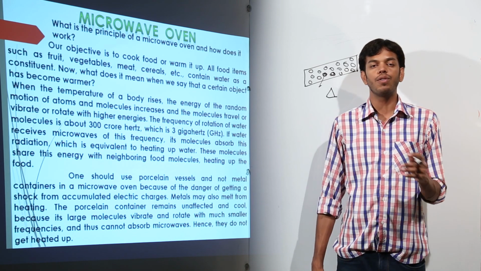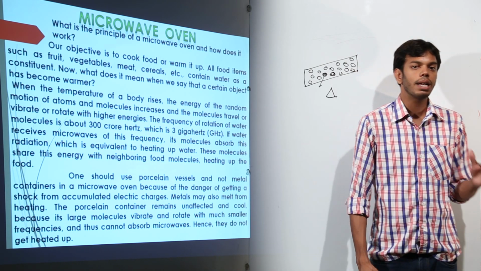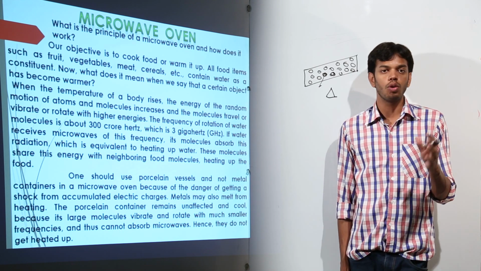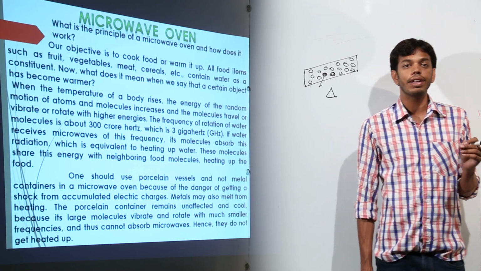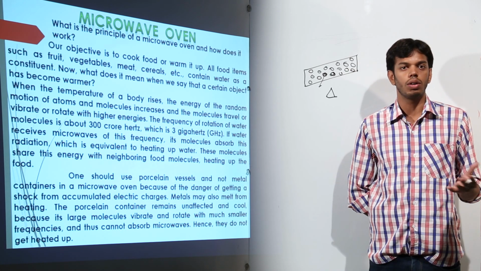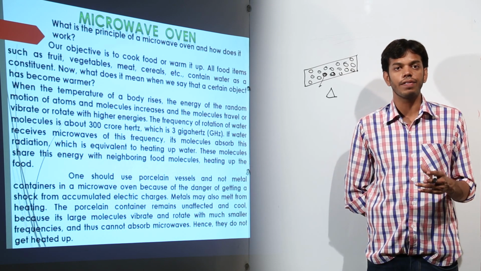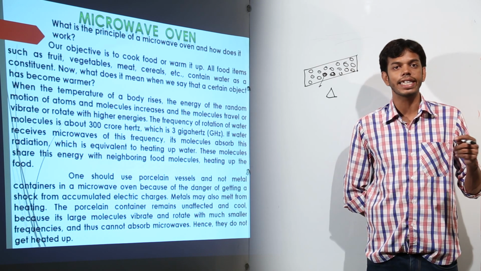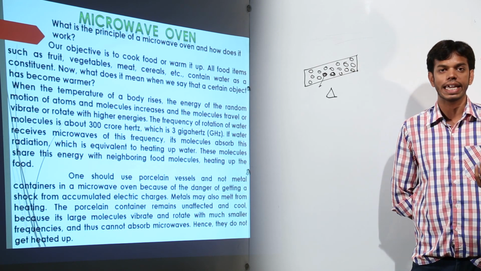So if I place the food in metal bodies, the metal atoms and molecules, which are very closely packed and smaller in size, will get heated up very fast. The metal can melt, it can damage the whole thing, the microwave, and it can do one more thing: charge can get accumulated on the metal body, due to which we can get shocked.